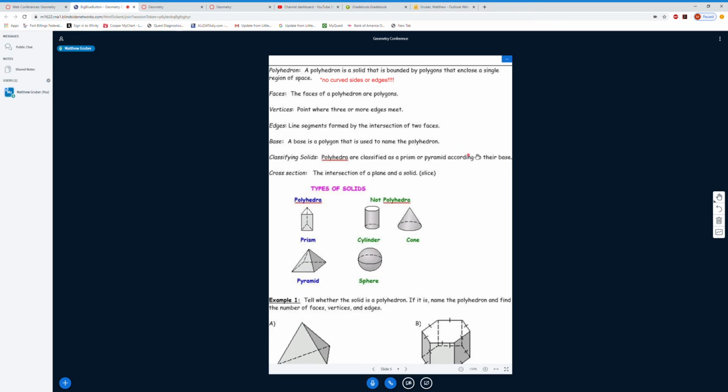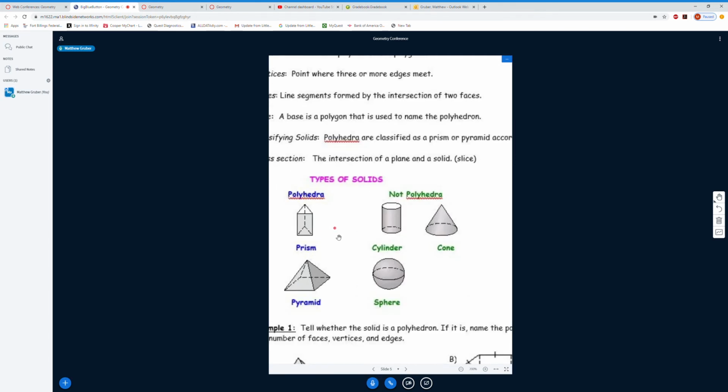Classifying solids, they're classified according to their base. So if you see classify it, that just means name it. And then the last thing, a cross section is a slice. You can think of it as a slice of the three-dimensional figure, and it's going to form a two-dimensional object. Okay? So we have different types of solids.